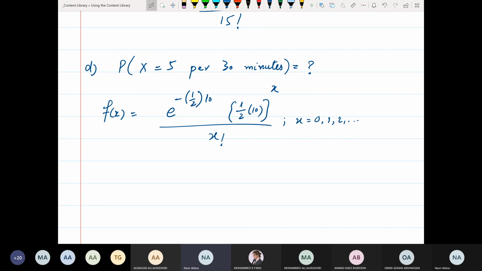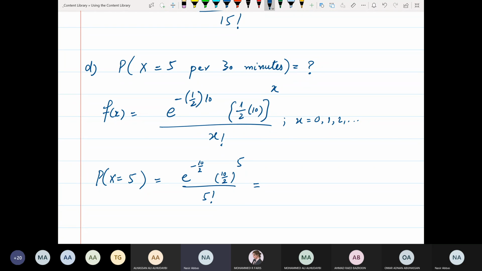So here the question says probability of x equals 5. You just plug in 5: e to the power minus 5, 5 to the power of 5 over 5 factorial. Now this is confusing because there is 5 everywhere. Let me write this one as 10 over 2 so that you know where is x and where is lambda. Lambda is basically 10 over 2. This should give you the answer for part D.